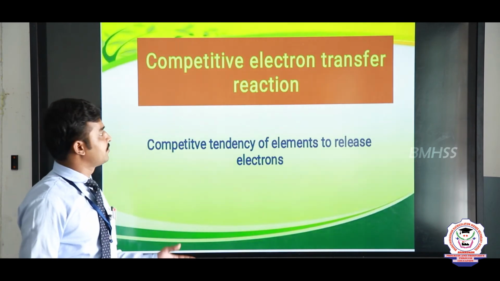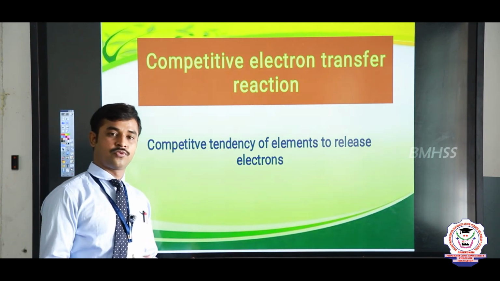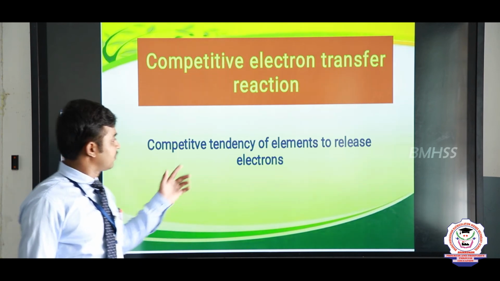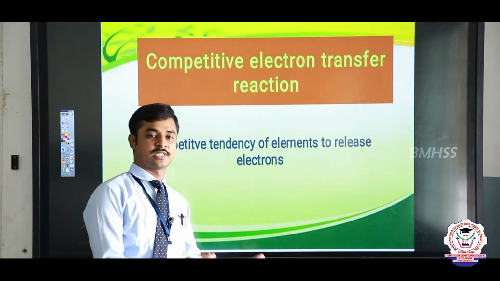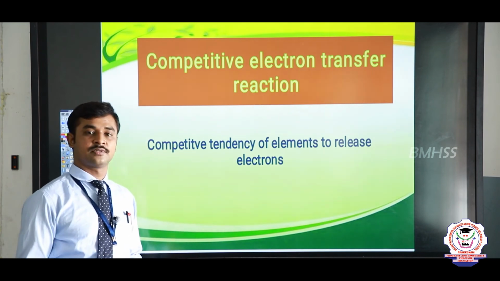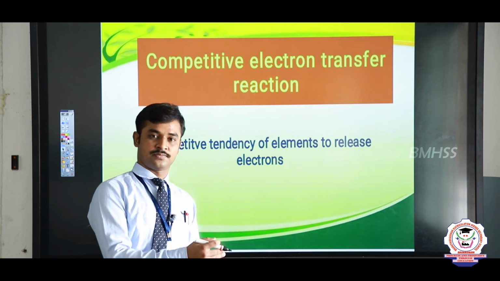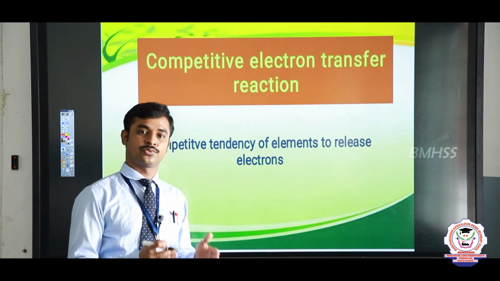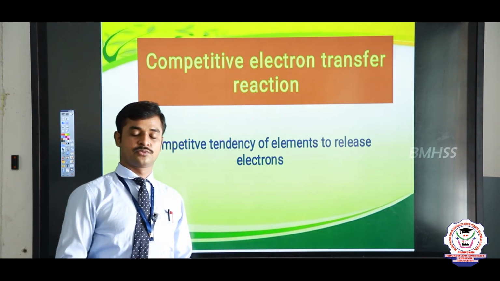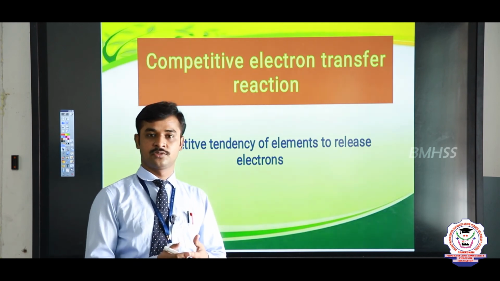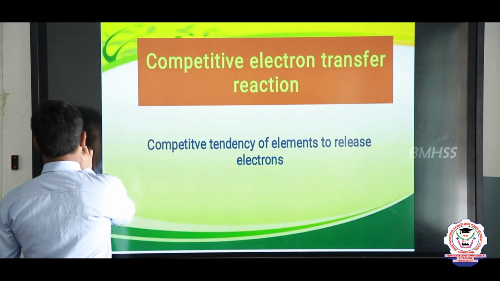And this is the competitive electron transfer reaction. The competitive electron transfer reaction is the 4th type of our reaction, in which the competitive tendency of elements to release electrons causes the reaction. Because in a single reaction, the elements may be capable of releasing electrons, but the element having higher tendency releases the electrons first. So, the other element cannot release the electrons. So, there is competition between the elements to release the electrons. This is the competitive electron transfer reaction. I write the example for this reaction.